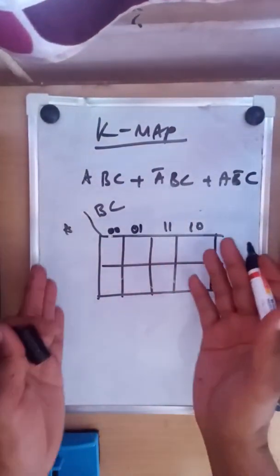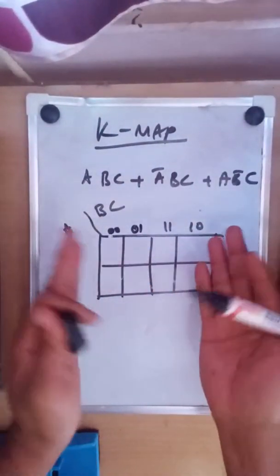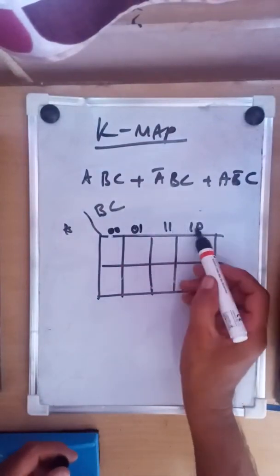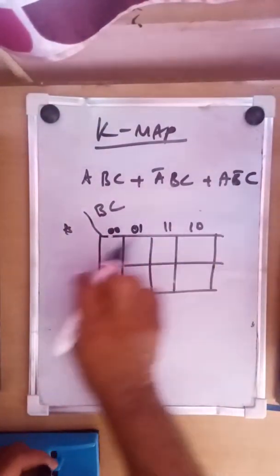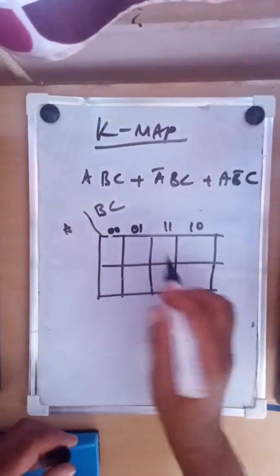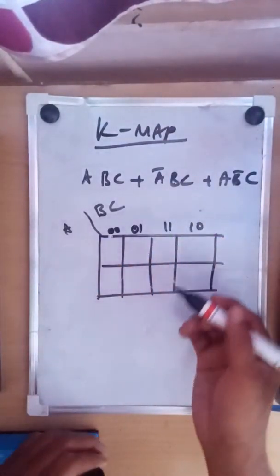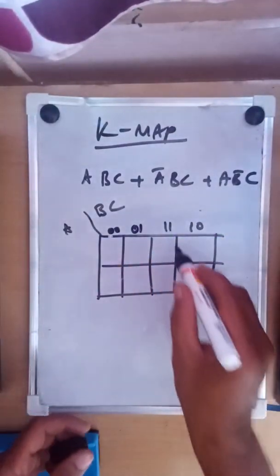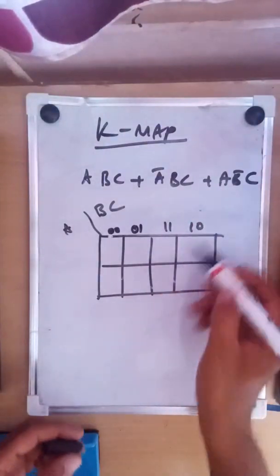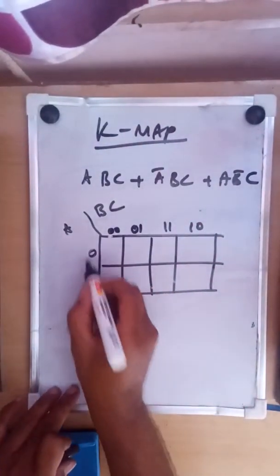See here, don't forget it, based on the folding type, instead of going in sequence 0, 0, 0, 1, 1, 0, 1, 1, due to the folding we changed it and placed it this way: 1, 1 here and 1, 0. This is the rule of K-map, and this is 0 and 1.